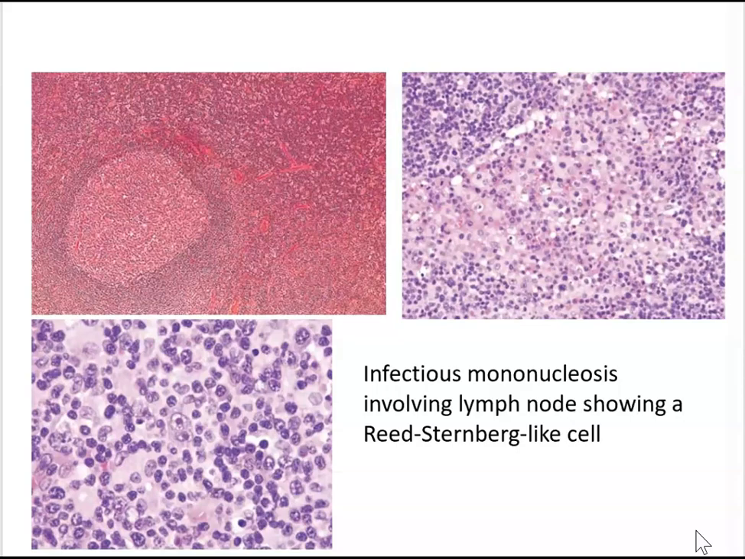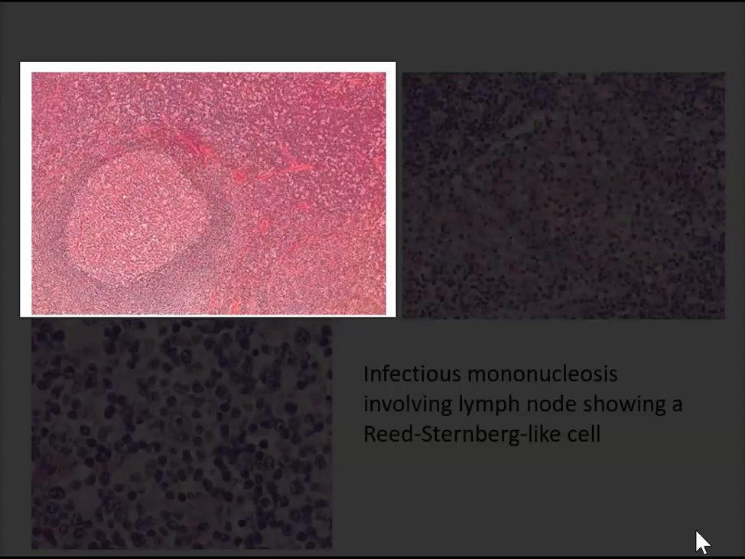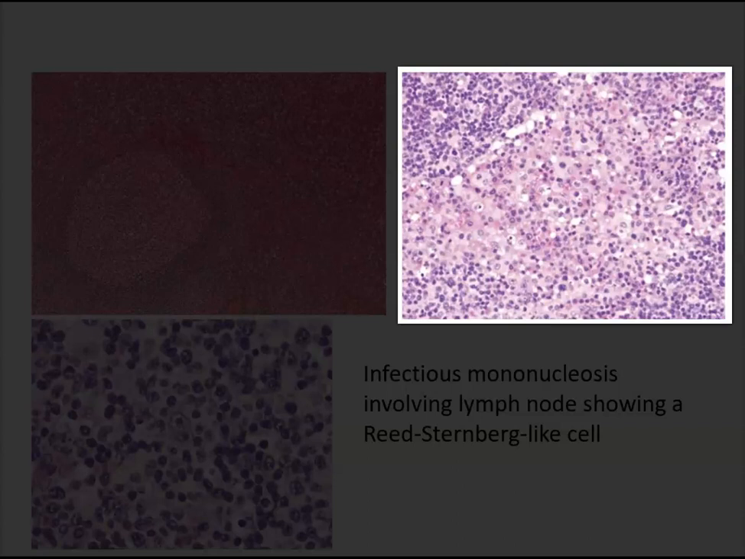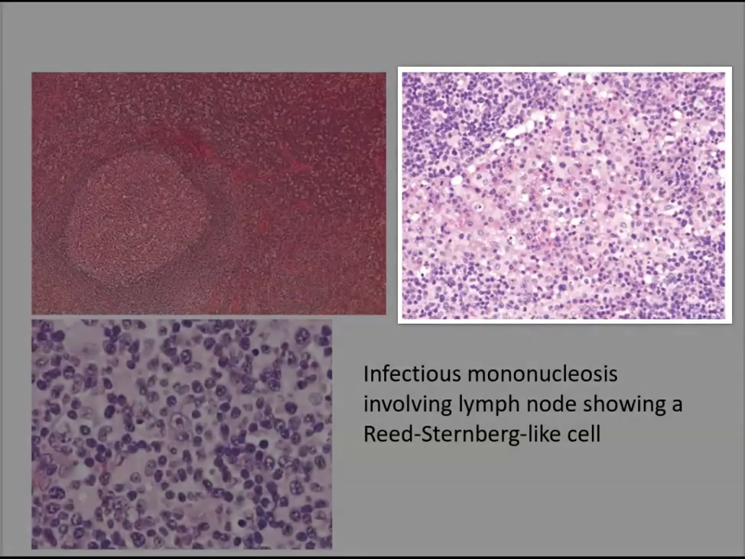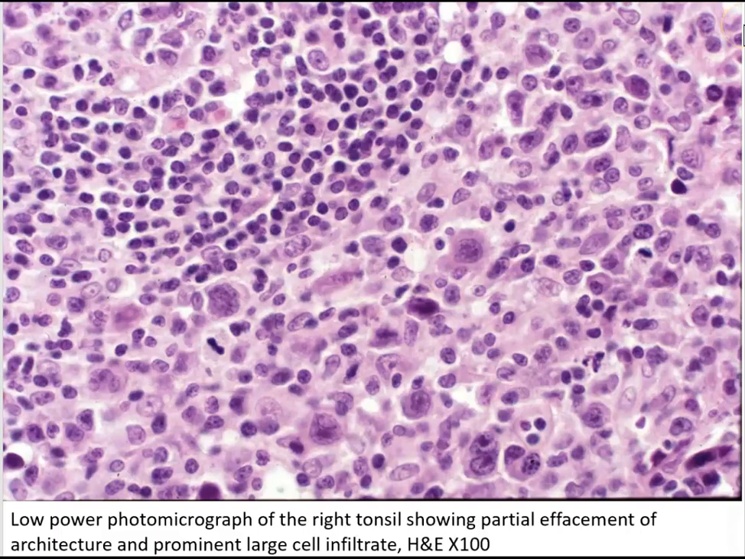Here we see an example of infectious mononucleosis showing a hyperplastic follicle and expansion of interfollicular zone with a mottled appearance due to scattered macrophages and large immunoblasts. Aggregates of monocytoid cells are seen in this example, and scattered Reed-Sternberg-like cells can also be identified. Once again, we can appreciate the spectrum of small lymphocytes, larger lymphocytes with open chromatin, Reed-Sternberg-like cells, and plasma cells.